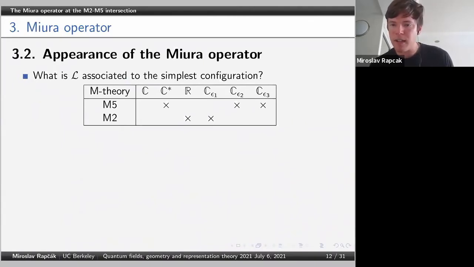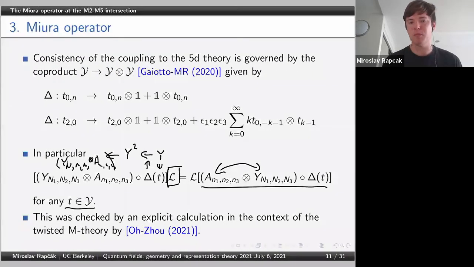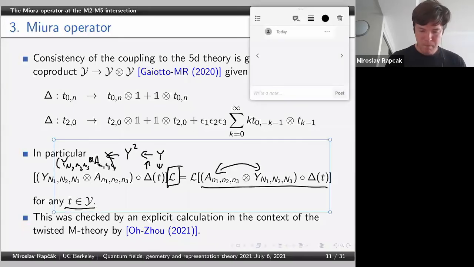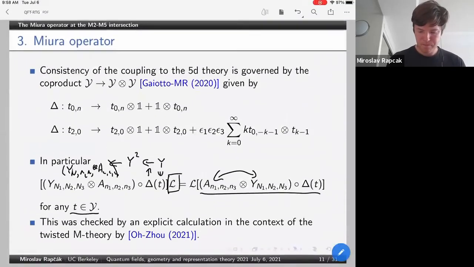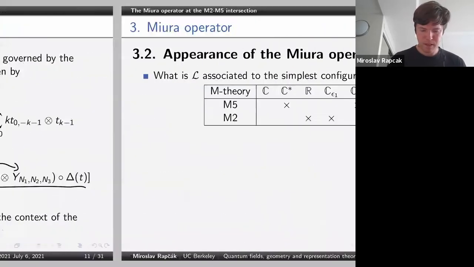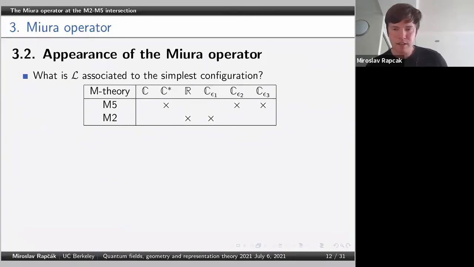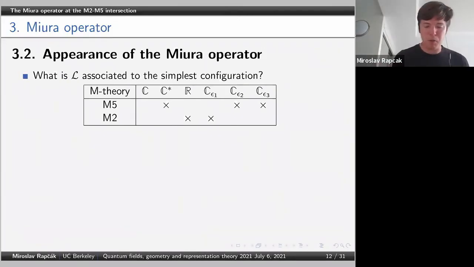And I'm not looking only at zero modes of the vertex operator algebra. I'm really looking at all the modes of the vertex operator algebra. Okay. So let me now tell you what the Miura operator is, how the Miura operator pops up, and why it should be associated to the intersection of M2 brane and M5 brane.